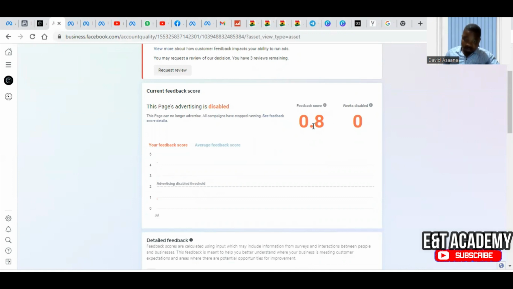The feedback score is 0.8. And in fact, we have the feedback score from 0 to 5. If you are above half, you are okay. But once you fall below half of 5, or below 2.5, in fact, you are in trouble. And especially if you're below 2, your page will be disabled. So as you can see here, this page, the feedback score is 0.8.